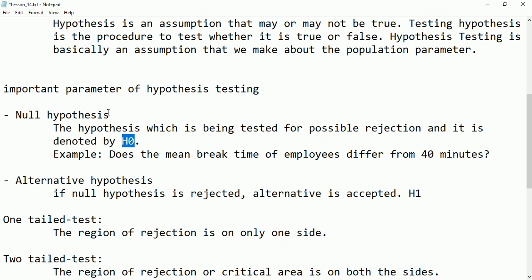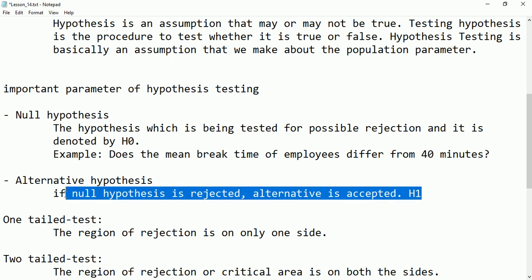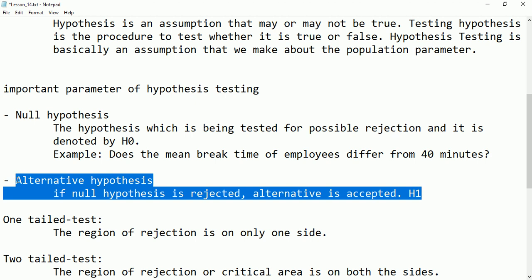So if this null hypothesis is rejected, what will happen? We will go and accept another hypothesis which is called the alternative hypothesis. If you are accepting the null hypothesis, then we are rejecting the alternative hypothesis, and this one is denoted by H1. For example, here, does the mean break time of employees differ from 40 minutes? If yes, it means we are accepting it here. If it is no, then we will be rejecting it, and we will go and accept the second type of hypothesis, called alternative hypothesis.